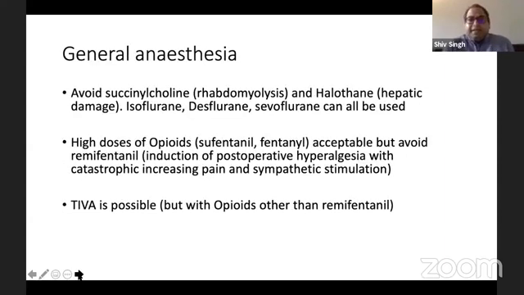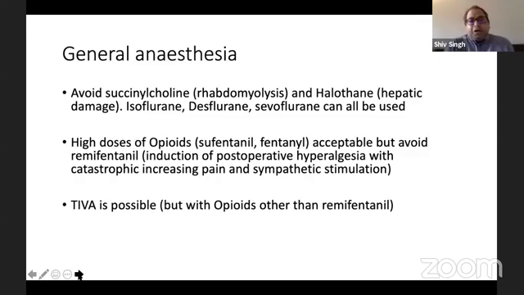In certain cases, you might need to avoid succinylcholine, which can lead to rhabdomyolysis. Halothane is not used nowadays. It is known to cause hepatic damage. But most of the presently used volatile anesthetics like isoflurane, desflurane, are all safe.